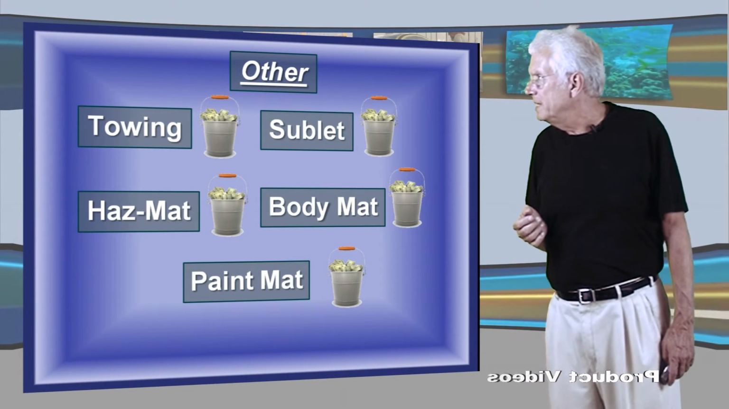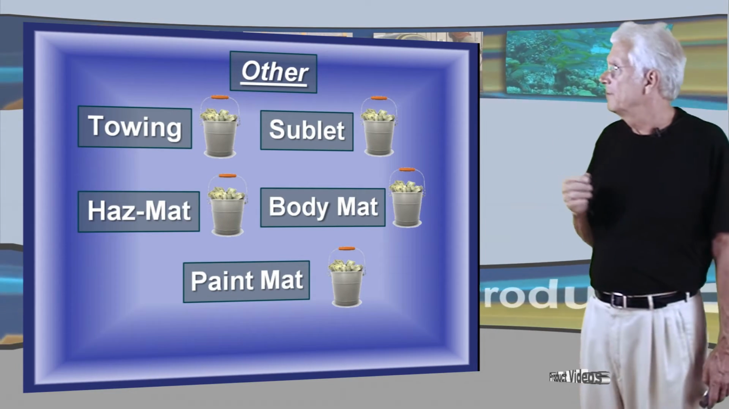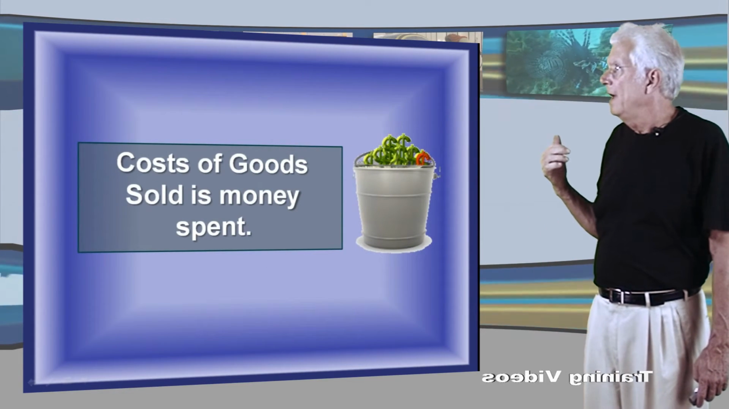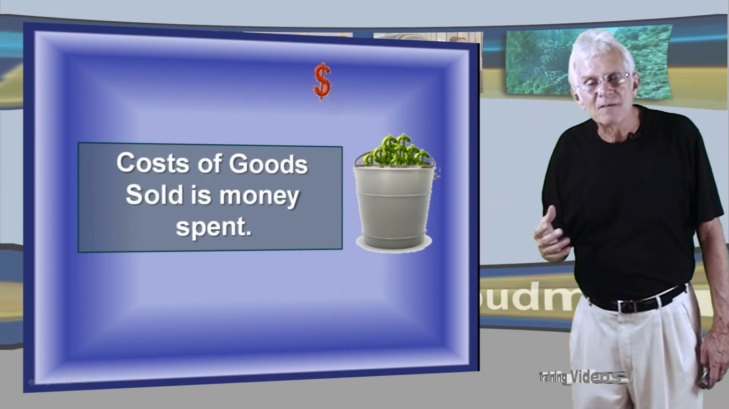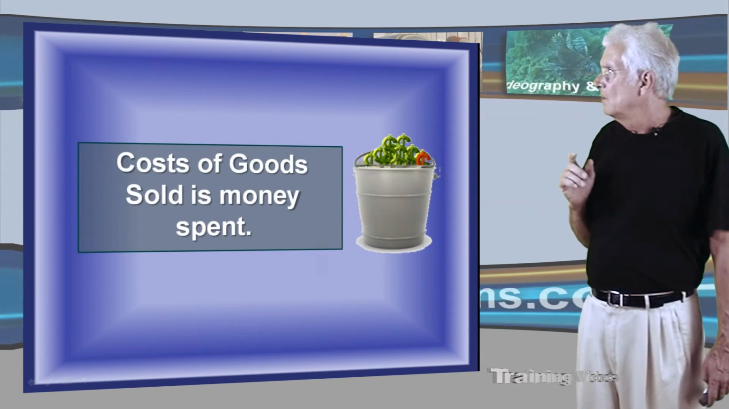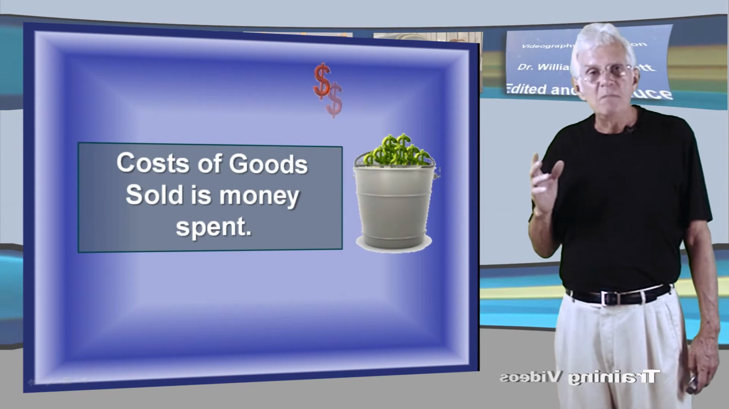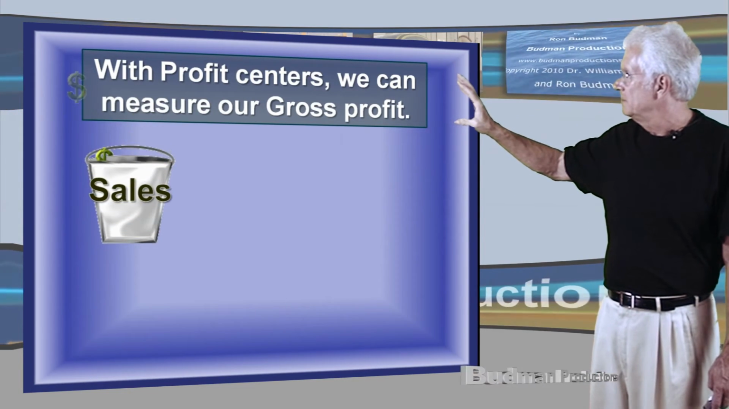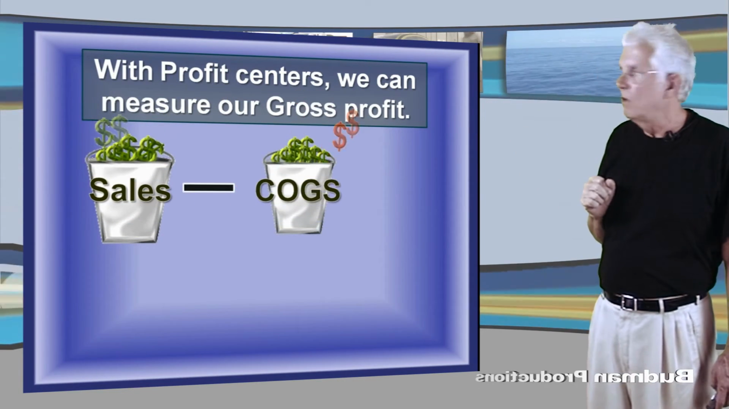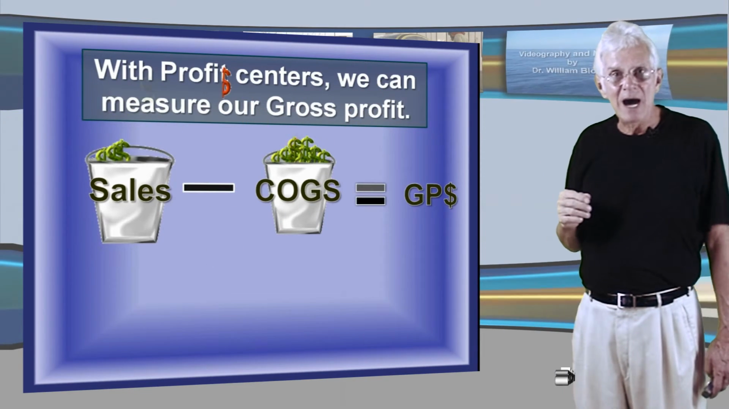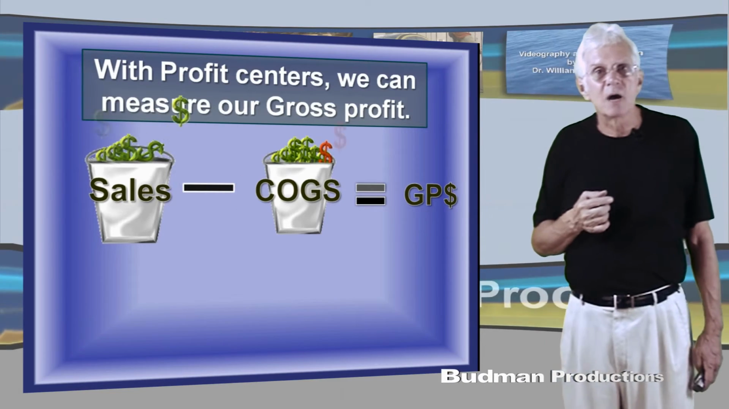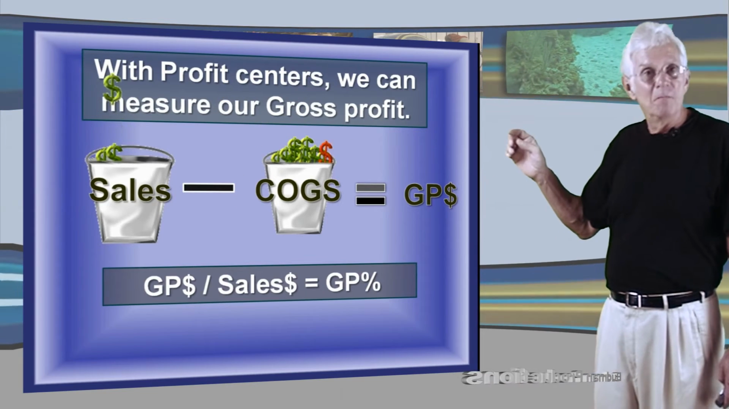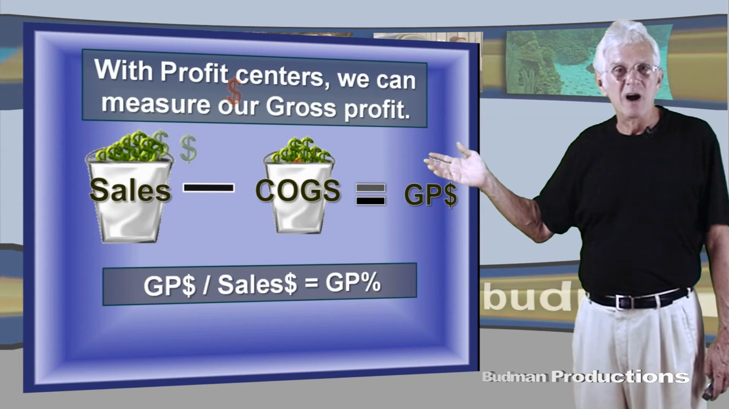So let's take a look at these profit centers and explain a little bit of it from the accounting side. We've got money in the bucket, we've got money going out of the bucket. And the money spent or going out of the bucket is what we call cost of goods sold. With our profit centers set up, we can measure our gross profit. Now, gross profit is we take our bucket of sales money, we subtract from that our cost of goods sold, and that equals our gross profit dollars. We can also look at this number as a gross profit percent. For example, if I divide my gross profit dollars by my sales, I come up with a gross profit percent.